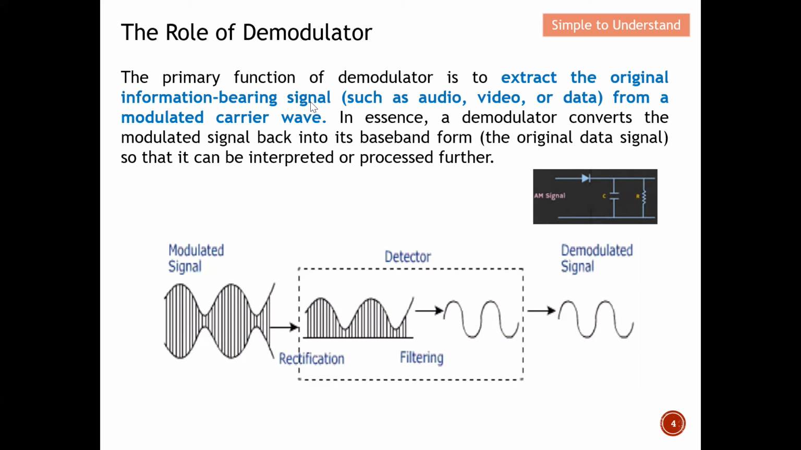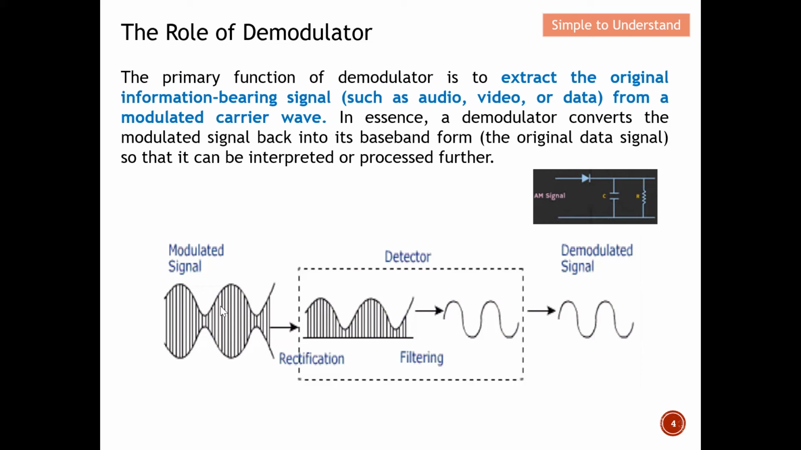So basically in short, let's say we do some modulation. We have the modulating signal, we also have the carrier, and then we combine these two into a modulated signal. So the key idea of this demodulator is to extract the original signal, which is the modulating signal. For example, the modulating signal can be in an audio form, a video form, or simply data. So what we need to do is extract the information from the modulated carrier signal.